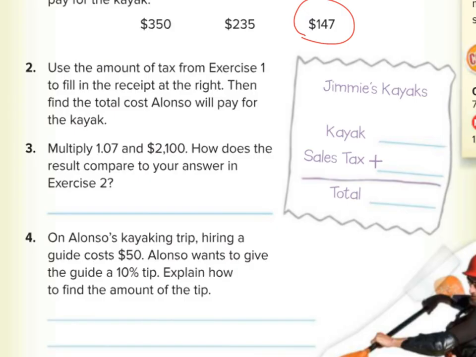Question 2. Use the amount of tax from exercise 1 to fill in the receipt at the right. Then find the total cost Alonso will pay for the kayak. Okay, so the kayak costs $2,100, right? The sales tax is 147. So our total will be 2,247.